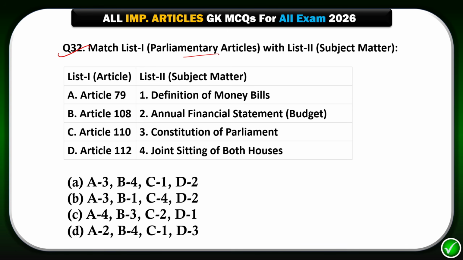32. Match list of parliamentary articles with list of subject matters: Article 79, 108, 110, 112. Article 79 is related with the Constitution of Parliament. Article 108 is joint sitting. Article 110, definition of money bill, and 112, annual financial statement. So option number A is the right answer: A3, B4, C1, D2.